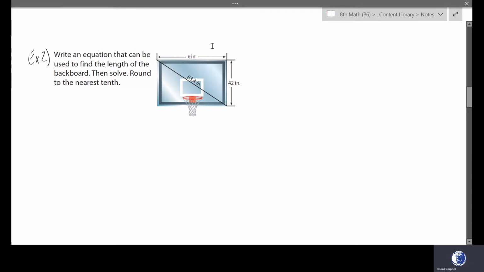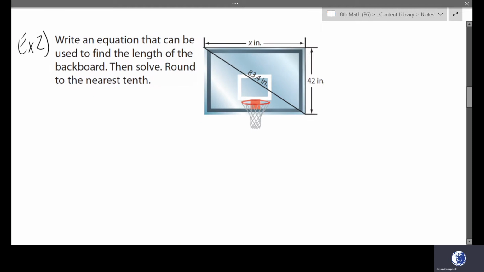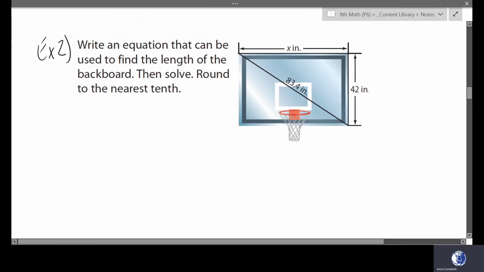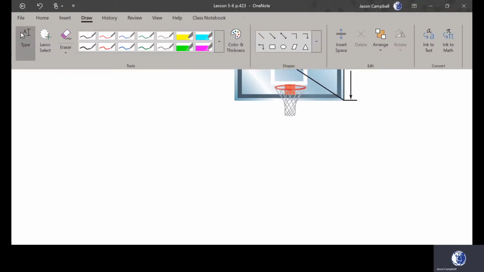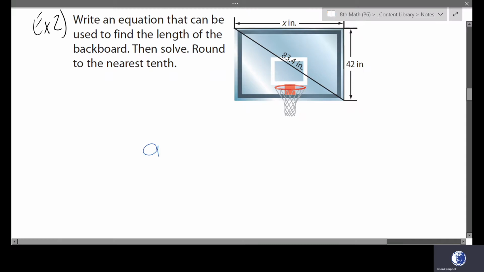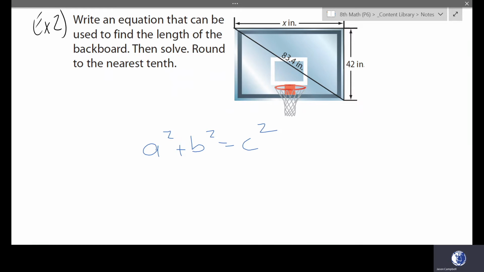In example 2, it looks like I know one side and the hypotenuse, but not the other side. So let's write an equation that can be used to find the length of the backboard and then solve, round to the nearest tenth. So we will use the Pythagorean theorem. A squared plus b squared equals c squared. Let's see, 42 squared plus b squared should be equal to 83.4 squared.